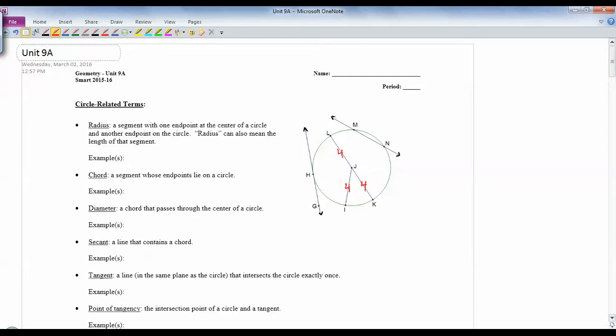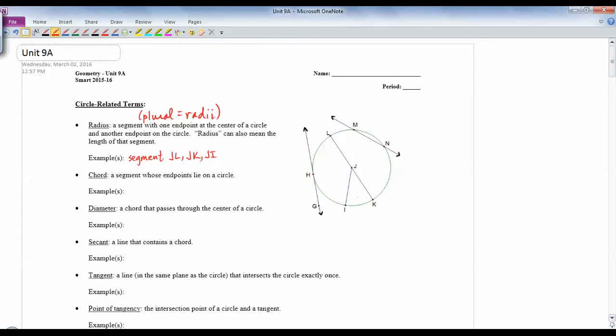JI, JL. So if we're talking about the segment for radius, then JL would be one example. So I'll write segment JL, or you could have JK, or you could have JI. You could even draw in other ones, like if I drew JH, that would be another radius right there. By the way, plural is radii. R-A-D-I-I, radii.